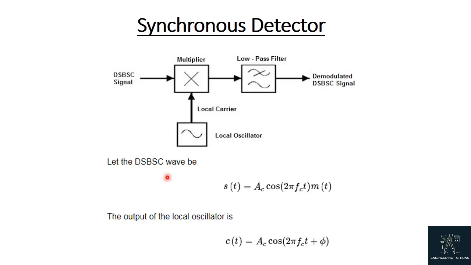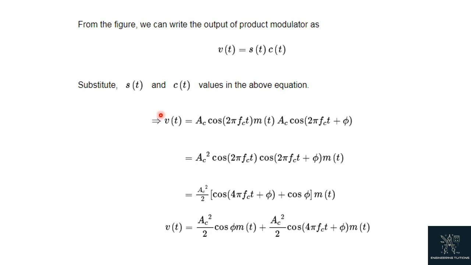Let the DSB-SC wave be s(t) equal to Ac cos 2πfct into m(t). The output of the local oscillator is c(t) equal to Ac cos(2πfct + φ), where φ is the phase difference between the local oscillator signal and the carrier signal which is used for DSB-SC modulation. From the figure, we can write the output of the product modulator as v(t) equal to s(t) into c(t).